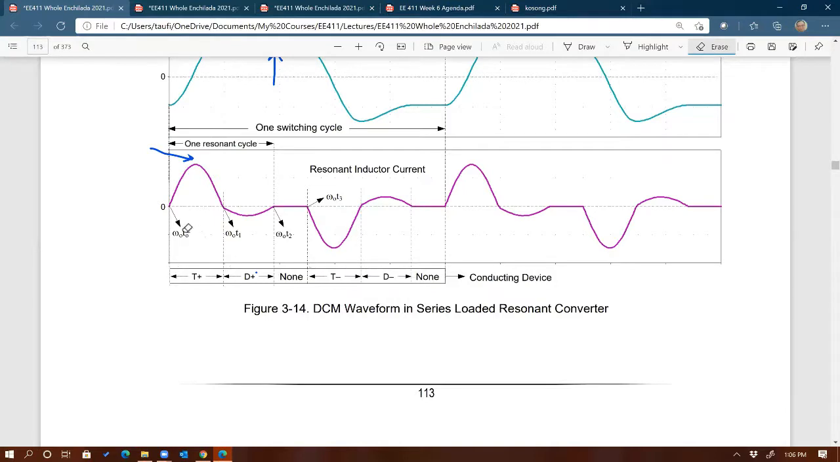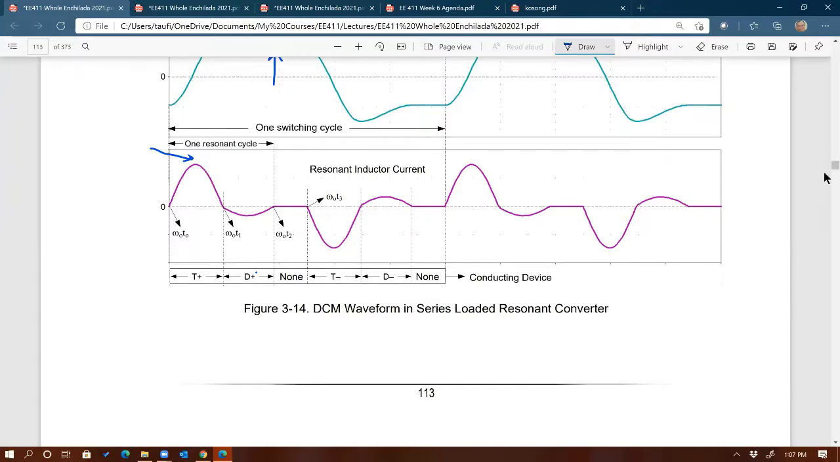So hopefully now it's clear why D plus conducts after T plus and then none, and why all the devices turn off at omega naught T2. And then once everything turns off, we can just wait until the next time we turn on T minus again. And now you understand why D minus conducts right after T minus naturally, without us forcing D minus to conduct. And then the same cycle repeats. The next thing is, let's look at the type of switches.